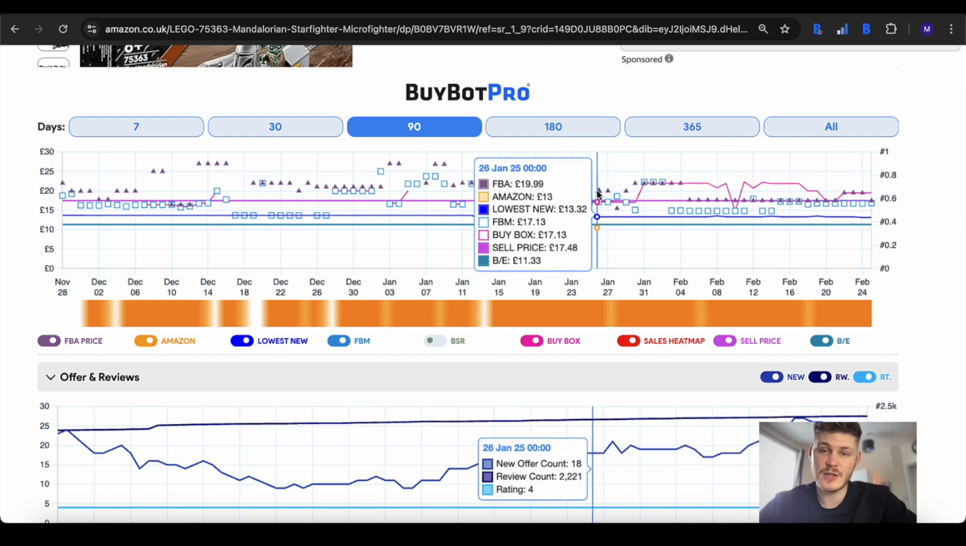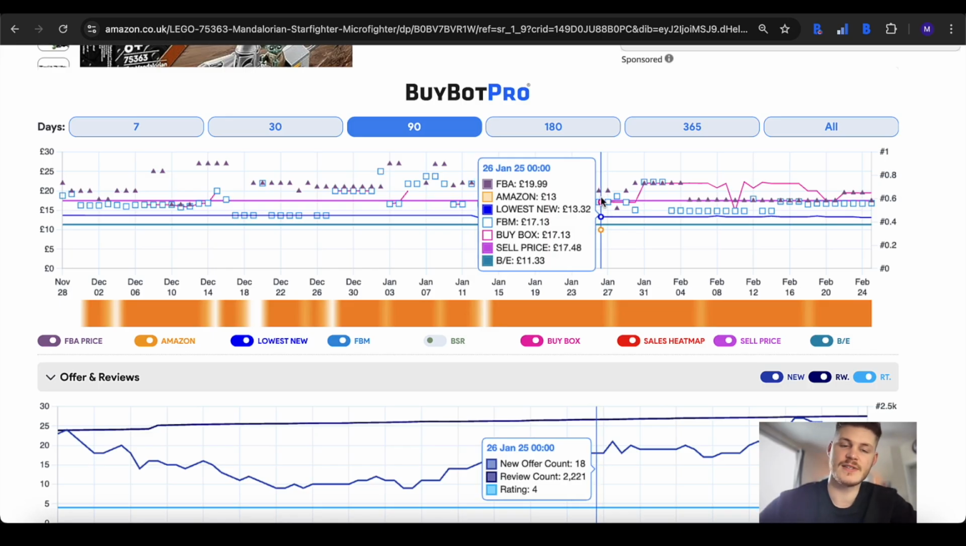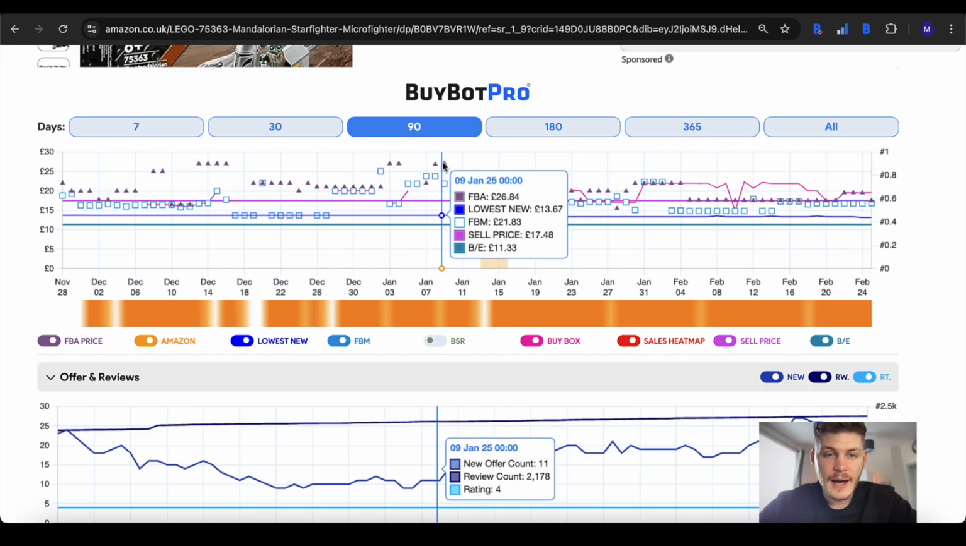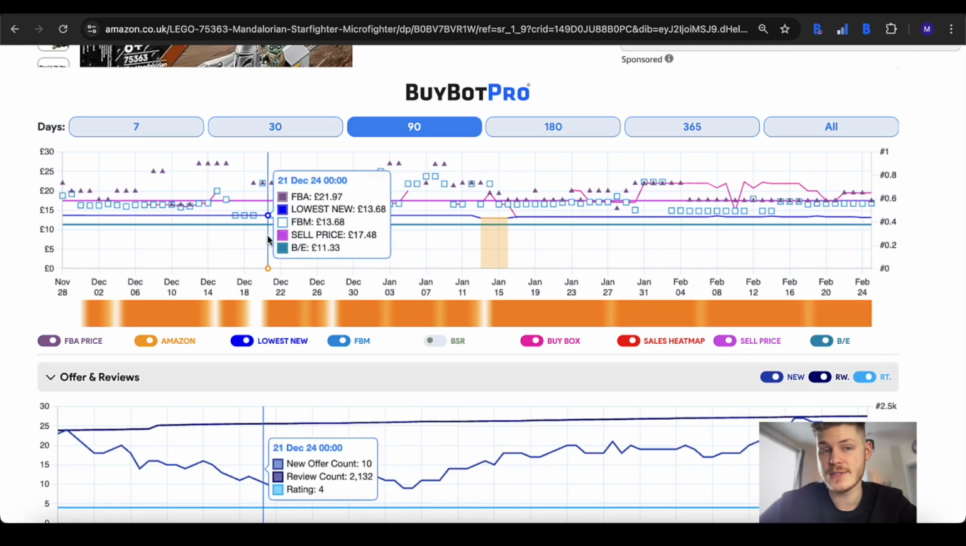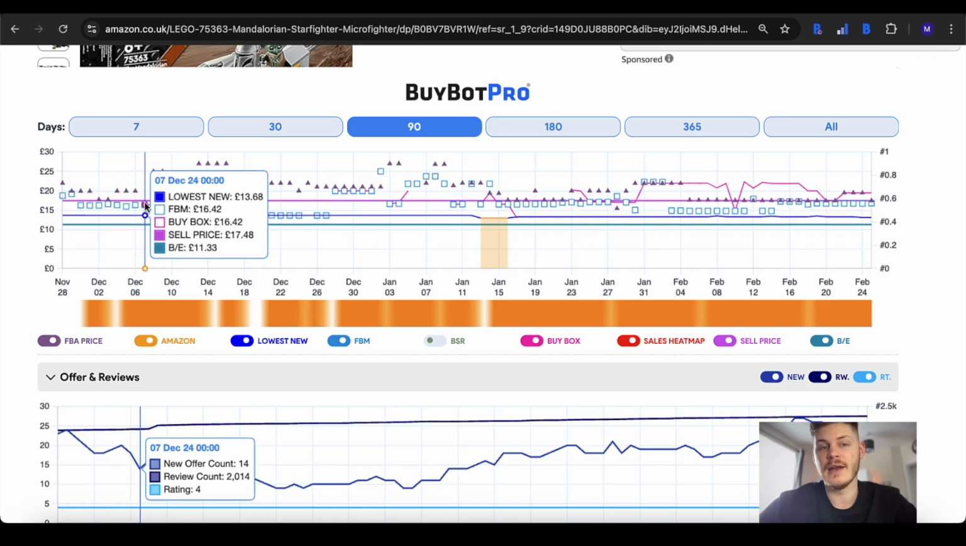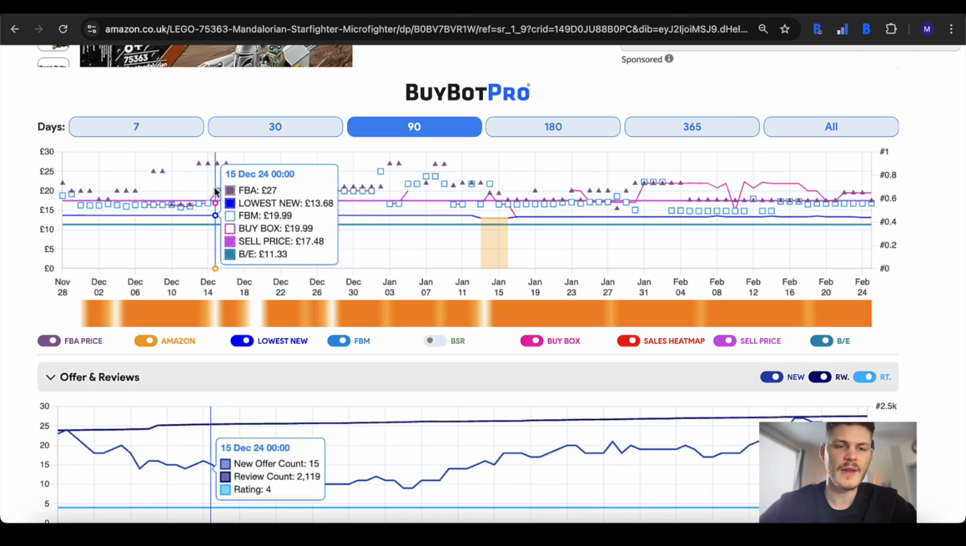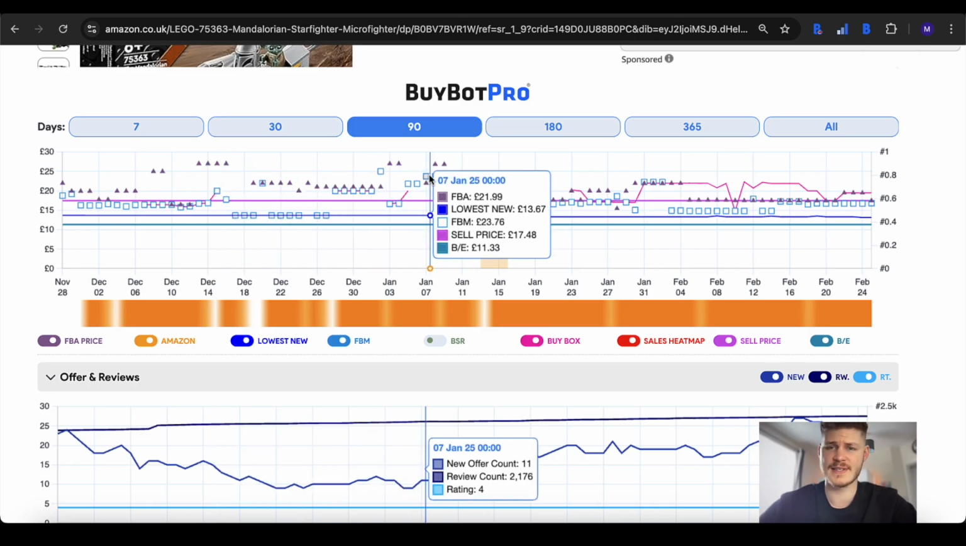But it does spend quite a bit of time around our intended sell price as well, and also a little bit higher. Now, overall, just at a glance, I would say that it spends a little bit more time below the sell price. It's not by loads, it's usually by about £1. But it does go above, which is nice to see.